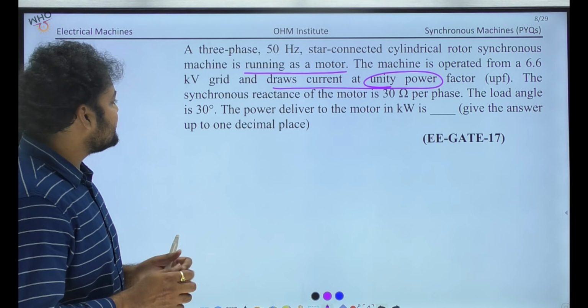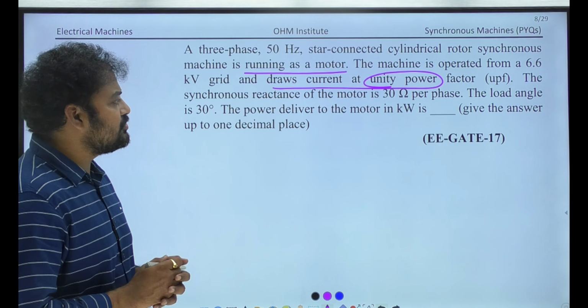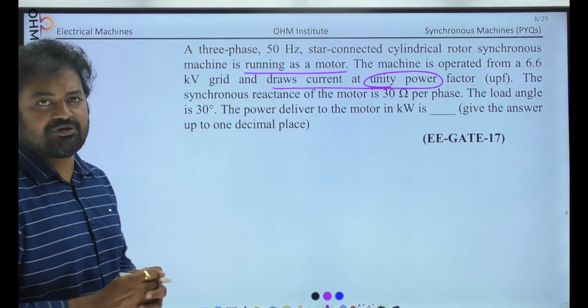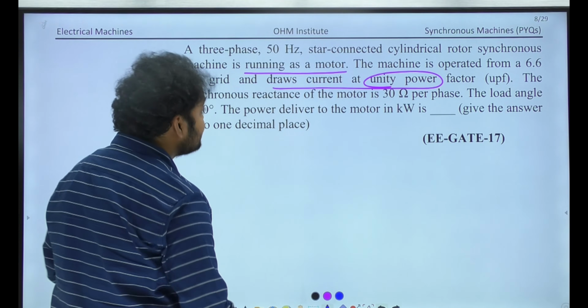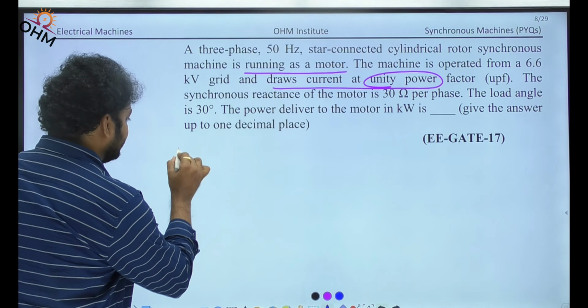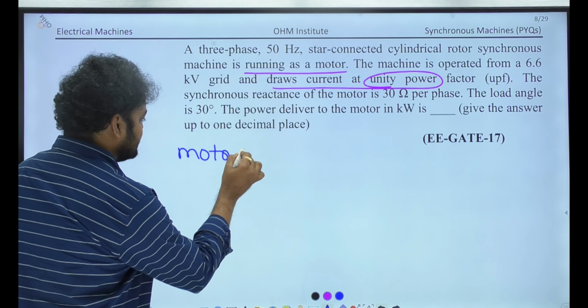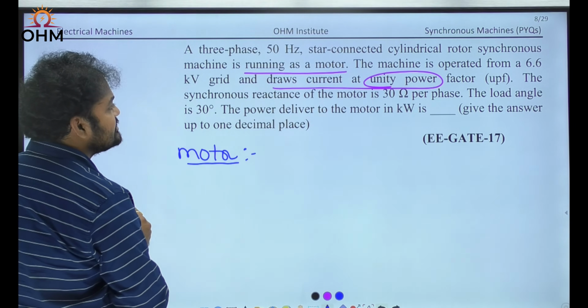The load angle is 30 degrees. Power delivered to the motor in kilowatt is how much? Very simple question. See that? What was the data given? It was a motor, first point. It's a motoring machine.